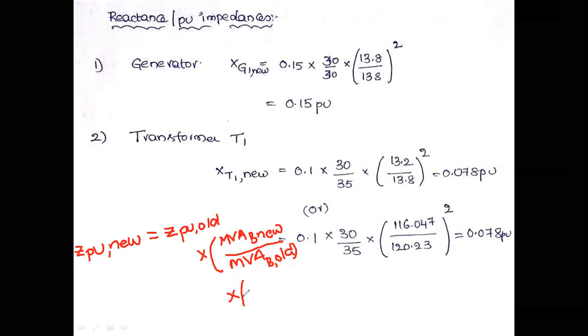How can we obtain the Z per unit new according to the new base values? You can consider Z per unit old multiplied by MVA base new divided by MVA base old, multiplied by KV base old divided by KV base new, whole square.